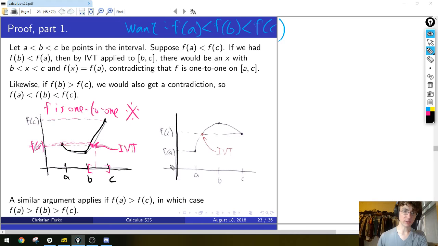Same thing the other way. Very similar argument. If instead we assume by way of contradiction that f of b is bigger than f of c, so f of b is up here, you do the same thing. You apply the intermediate value theorem to find a point in the interval ab, which is the same as f of c. And now f fails the horizontal line test again. So again, contradiction in this case. So this proves for 3 points that they have to be either ascending or descending in a chain if f is continuous and 1 to 1.